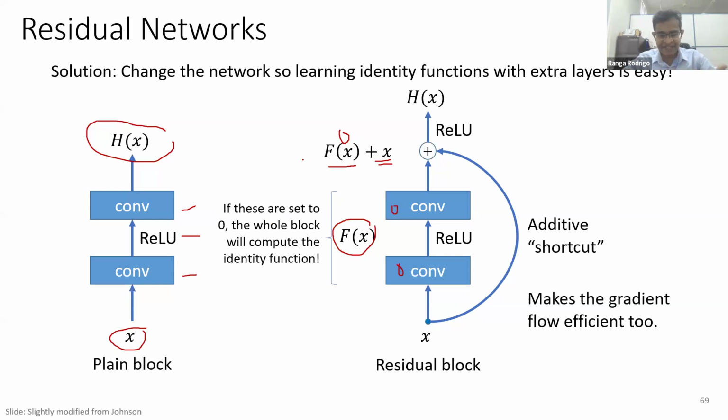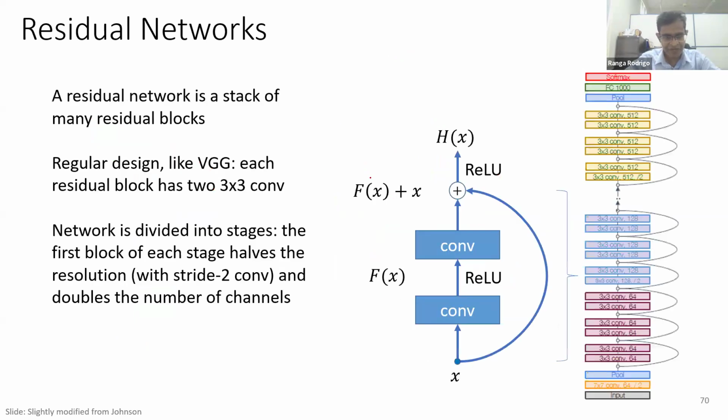All right. With this, this is the so-called residual. So you can see this one, F(x), is the residual, right? What is given in addition to x by these two layers. So that's called the residual. That's why these are called ResNets, residual networks. A residual network is a stack of many residual blocks. Regular design like VGG, each residual block has two 3 by 3 convs. A network is divided into stages. The first block of each stage halves the resolution with stride 2 and doubles the number of channels.